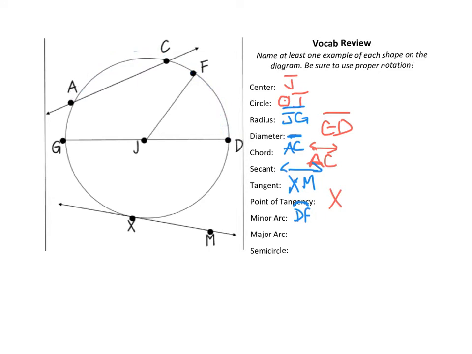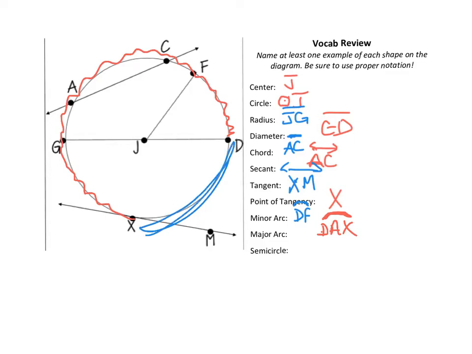Next one, they want a major arc. Well, a major arc is going to be more than halfway around the circle. So let's say I start at D. I can go from D to A to X, let's say. So I put down D, A, X. I need 3 letters to name it, because if I just said DX, for example, it would only bring me this direction, which is a minor arc.